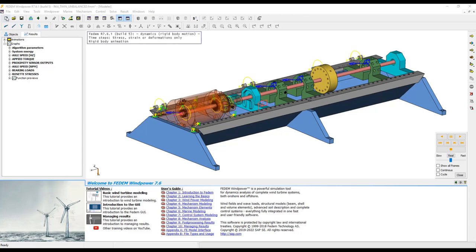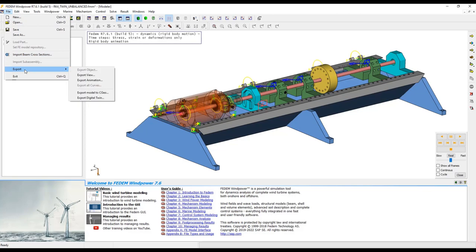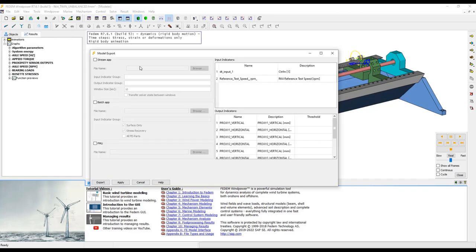An alternative is to go to File Export and then export a digital twin model. And here you can export apps for streaming and batch execution. You can also create an FMU, and that is my recommendation, because if you export an FMU, you can include it in co-simulations in programs like ANSYS Twin Builder or Siemens Simcenter AMESim, or in your own Python code, for example. And the benefit with FMU is it's a standard, so it's applicable in many frameworks, IoT frameworks.